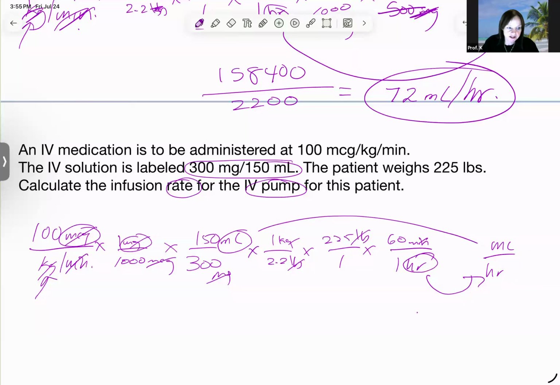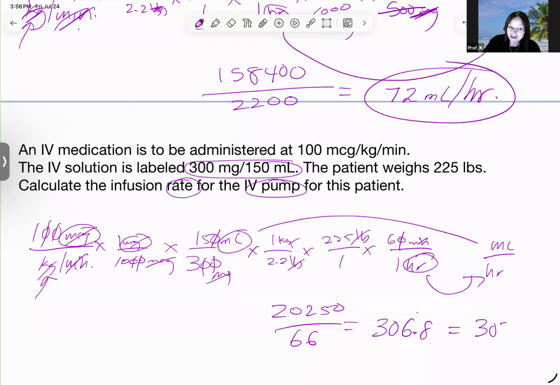So when we do all this, you can cross off zeros to help make it easier. You just have to make sure when you cross off your zeros, it's the same on the top as it is on the bottom. And when you do that, you can multiply 2250 over 66. And that will give me 306.8, which I would round to 307 milliliters an hour.